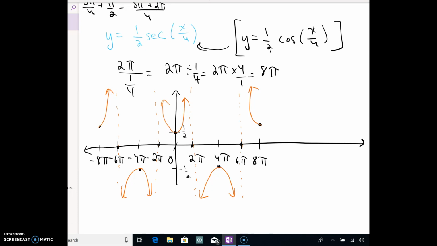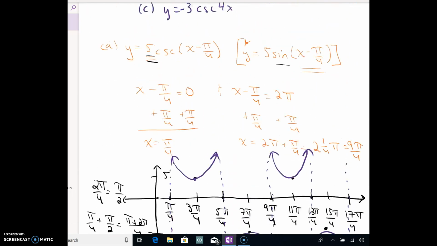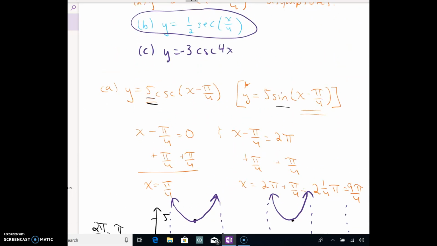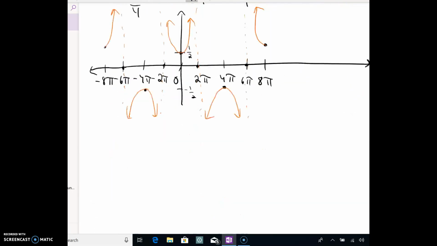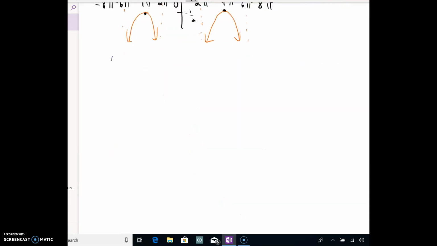Y is equal to 1/2 secant x over 4. Let's try one more example. The last example, let's take a look at y is equal to -3 cosecant of 4x. Let's see, y equals -3 cosecant of 4x. Ooh, sorry about that. I can't write right now. I hurt my finger.